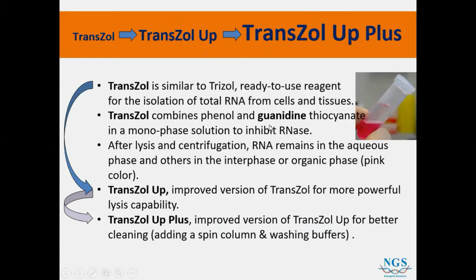So this is a simple evolution from Transo to Transo Up and then to Transo Plus. It's a basic upgrade. Transo is actually similar to the Trizol that you always hear about. Okay, Trizol is a reagent for you to extract RNA from cells or tissues. They combine phenol and guanidine. You just add these two in, and then after you centrifuge and lyse, the RNA will remain in the aqueous phase here, and there will be 3 layers.